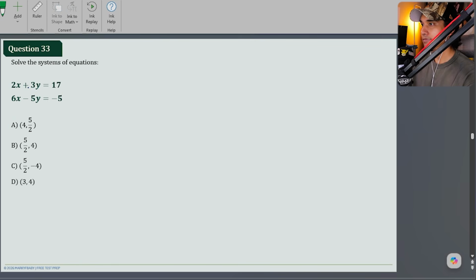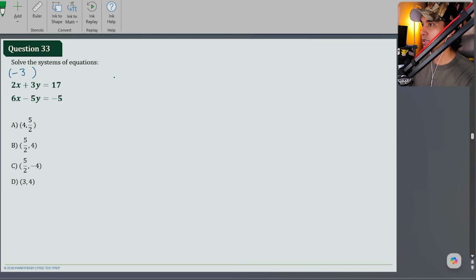Okay. Solve the systems of equations. All right. The first thing that we're going to have to do is get rid of a variable. We have to cancel a variable out. And the variable I'm going to get rid of is x. So in order to get rid of x, I have to multiply all this by negative 3. Why? Because negative 3 times 2x is going to give me negative 6x, which will cancel out this x.